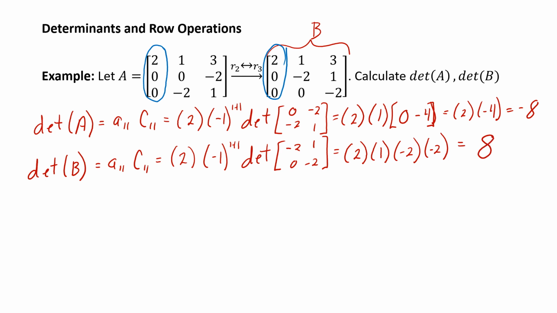Notice what happened here. After I do a row operation, after I do an exchange, my determinant becomes the negative. It was negative 8. I do an exchange of rows. It becomes 8. That's the first property of how row operations relate to determinants.